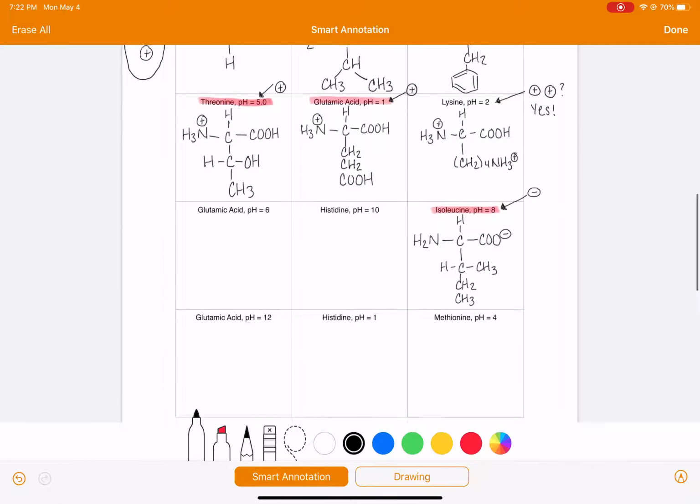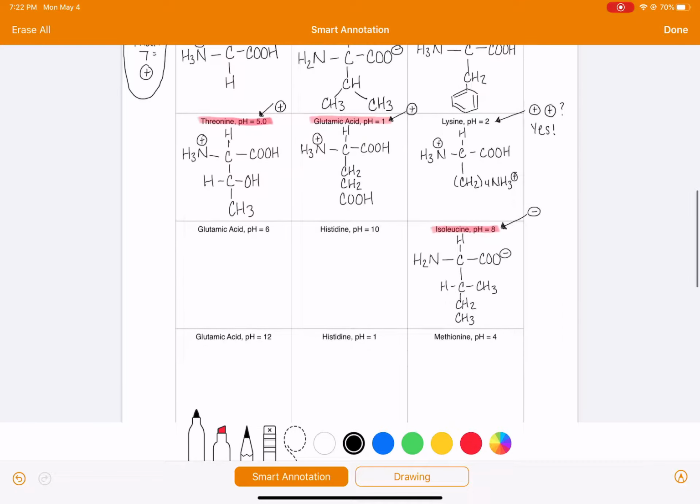Moving on, our next one that we have is glutamic acid at a pH of 6. So that is also an acidic pH. So we're going to see positive charges on this amino acid. And that means we're not going to see negative charges. So we need to have COOH. We're not allowed to have COO minus. We're going to have NH3+.